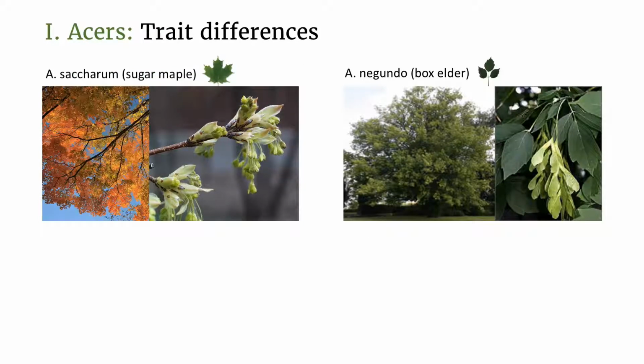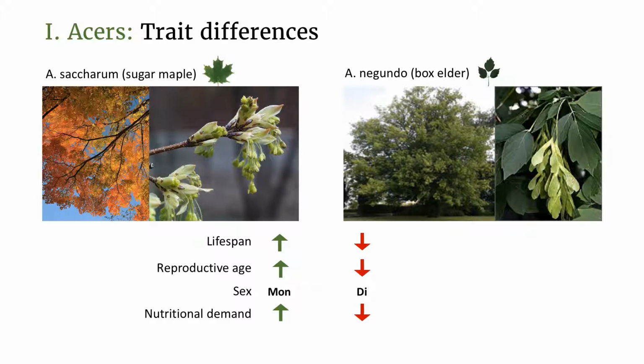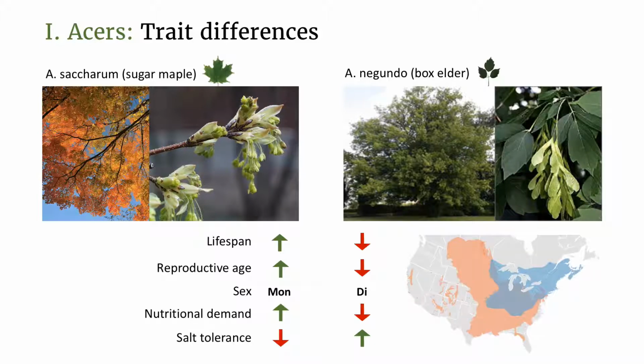The 2 maples we're comparing are Saccharum, or sugar maple, and Negundo, box elder. So starting off with trait differences, Saccharum is very long-lived, 400 years on average, Negundo about 60 years. Saccharum's reproductive age is 40, the other is 5. One is monoecious, the other dioecious. Saccharum has high nutrient demands and is sensitive to deficiencies like calcium and magnesium, and it is more sensitive to salt and pollutants. So Negundo's native range is very broad, shown here on the map in orange. Saccharum is blue and is much more limited.